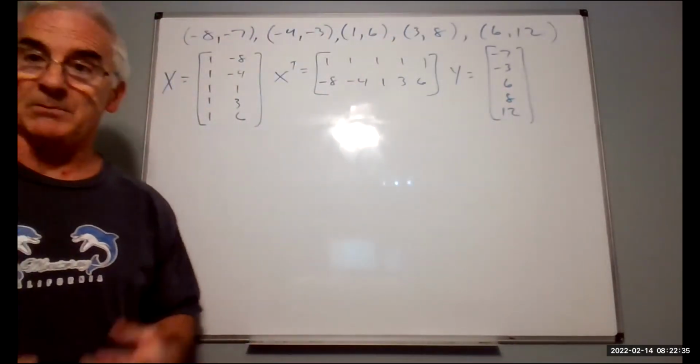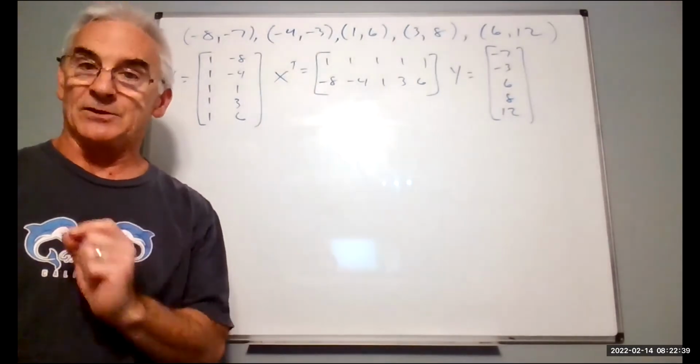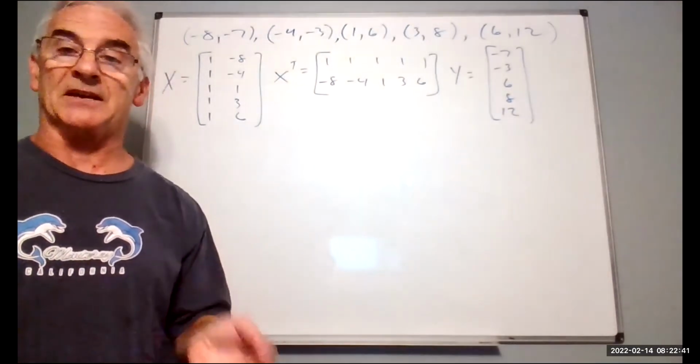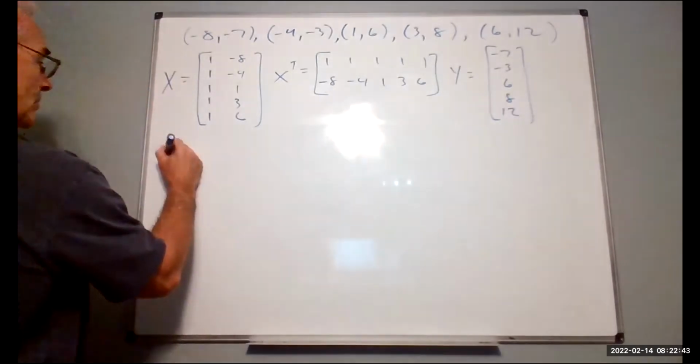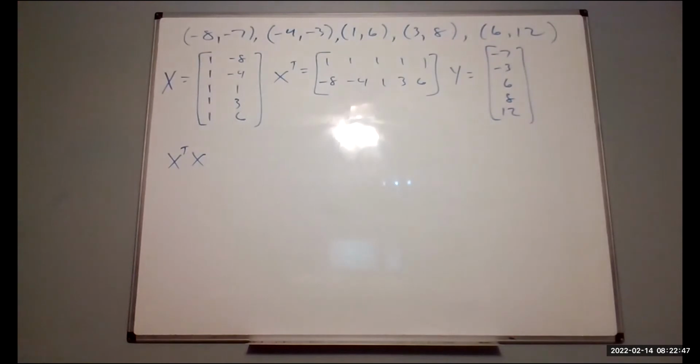Now, the rest of the problem is just going to roll off my pen, okay? So in order, the first thing I want to find is X transpose times X. So X transpose X, which I know now is going to be a 2 by 2 matrix.